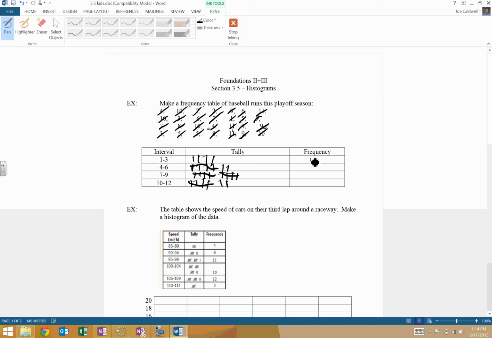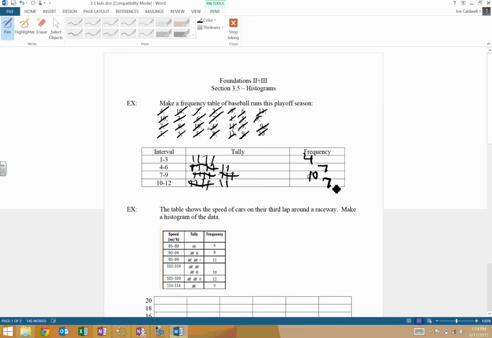Okay, so in the 1 to 3, we're just going to count how many tallies we got. That's the frequency that these teams scored 1 to 3 runs. So 4 different times they scored 1 to 3 runs. 7 different times they scored somewhere in that 4 to 6 range. Looks like 10, whoops, 7. And here we have 10, and we have 7 again. So that would be an example of a frequency table.